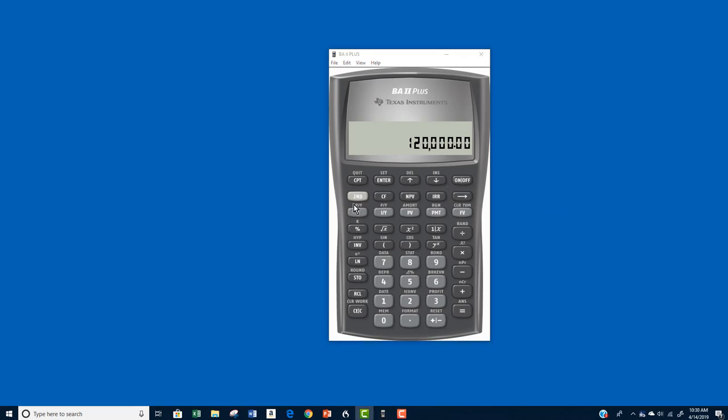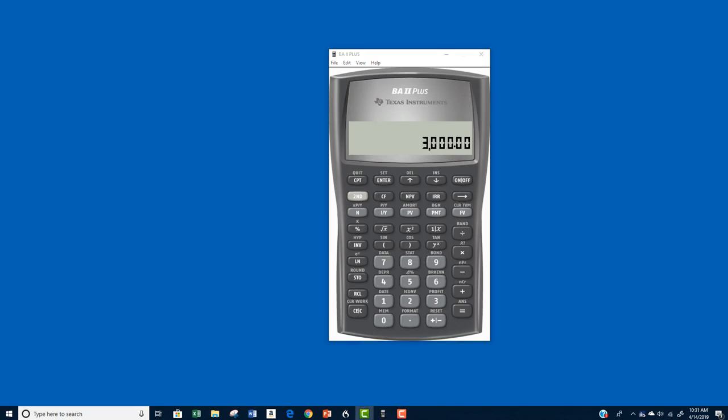Finally, let's try a multiplication. Let's assume that a share of stock costs $30, and we decide we want to buy 100 shares. We want to know what the total cost will be. So we first click on $30. Click on the multiplication function, enter 100 for the 100 shares, click on equals, and you get $3,000. That's how you use these function keys.